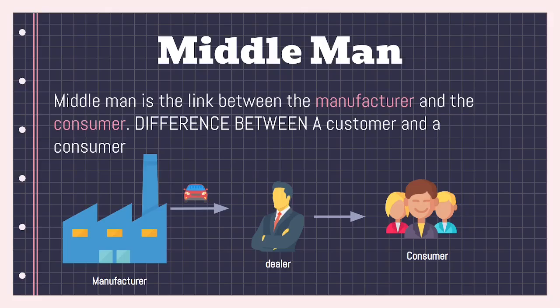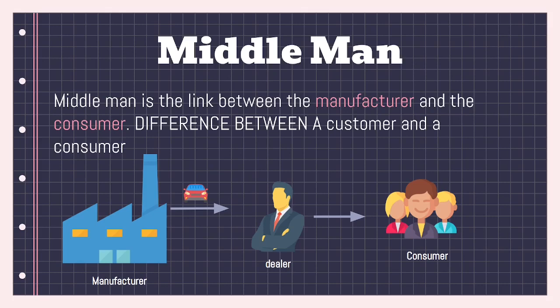We're working with a database from a car dealership, right? In this car dealership setup, we have the manufacturer of the vehicles, the dealer, and then finally the consumer. Let's try to understand this. The middleman is the link between the manufacturer and the customer. You might be confused: the dealer is not a customer of the manufacturer? It looks confusing, right?